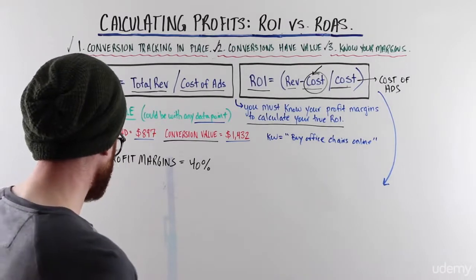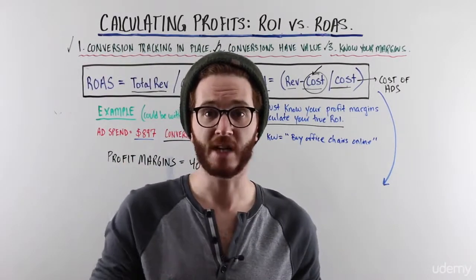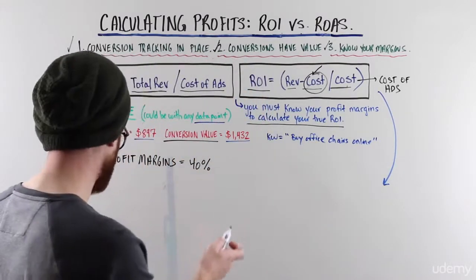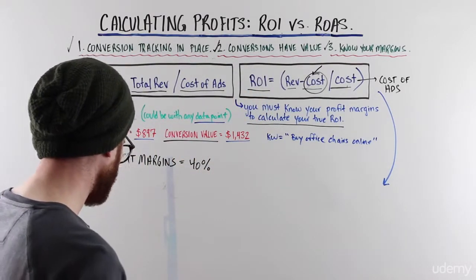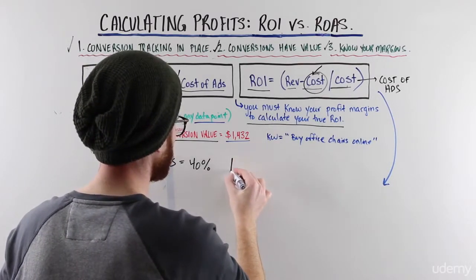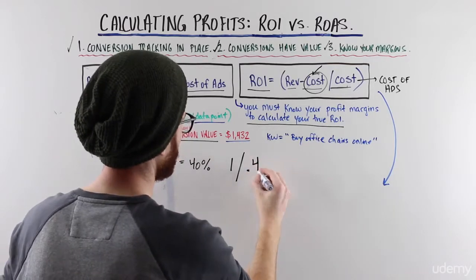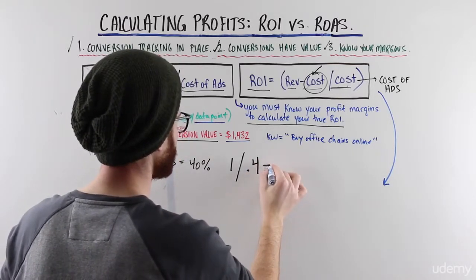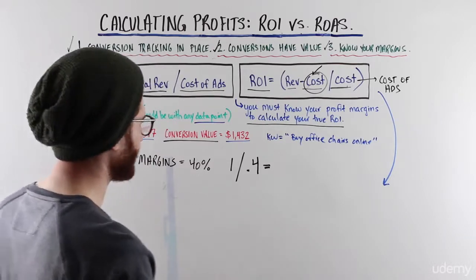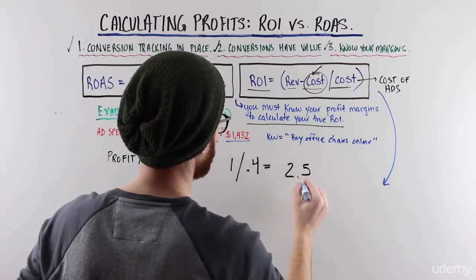Okay? But how much do I need to make for every dollar spent advertising to break even with a 40% profit margin? The calculation for that is really simple. You just divide your profit margin into 1. So it's 1 divided by 0.4. For those of you who know math, it's an easy answer. For those of you who don't, simply crack out a calculator. That equals 2.5.